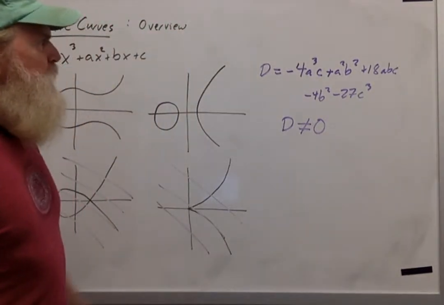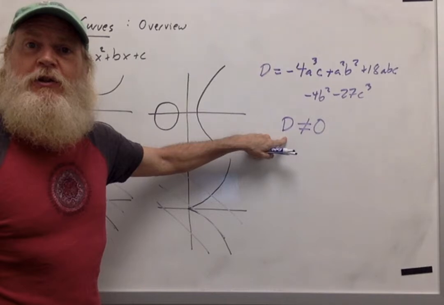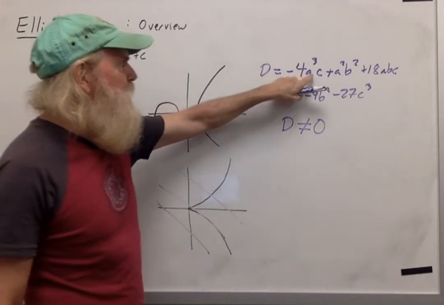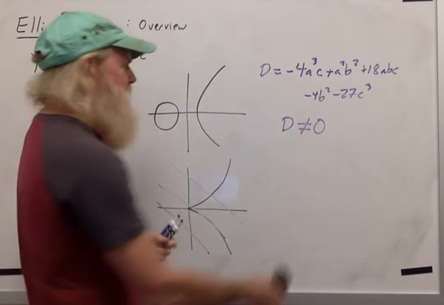So in all of our examples, we're going to be making the assumption that the discriminant is non-zero. And for any particular example, you can simply substitute the coefficients a, b, and c into this formula and check that we get a number which is non-zero.